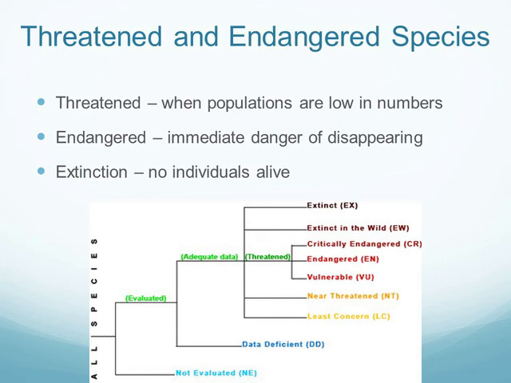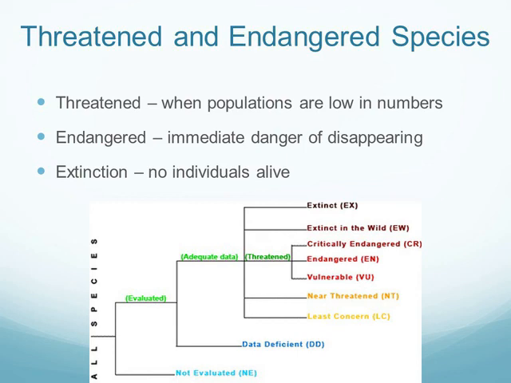Okay, so endangered just means that they are in immediate danger of disappearing. Their numbers are extremely low, and if they are not protected, then they may disappear eventually. And then you have extinction, where you don't have any animals alive anymore from those species. So, for instance, the kiwi in New Zealand, that's a good example of an extinct organism. You don't find them in the wild or in captivity at all.